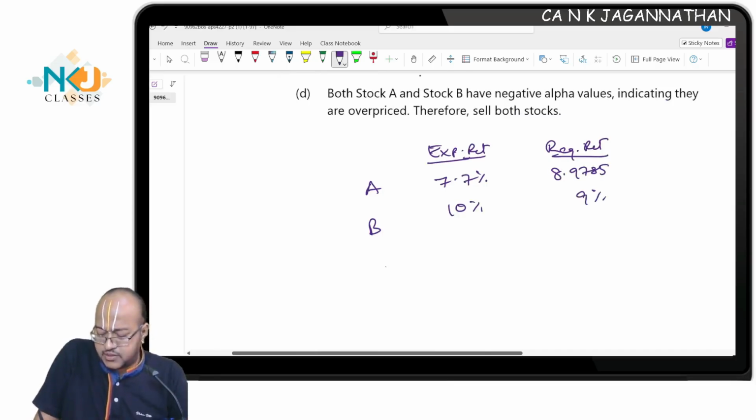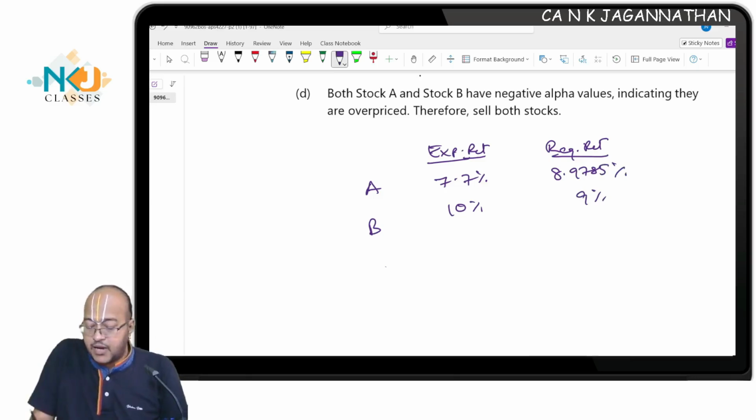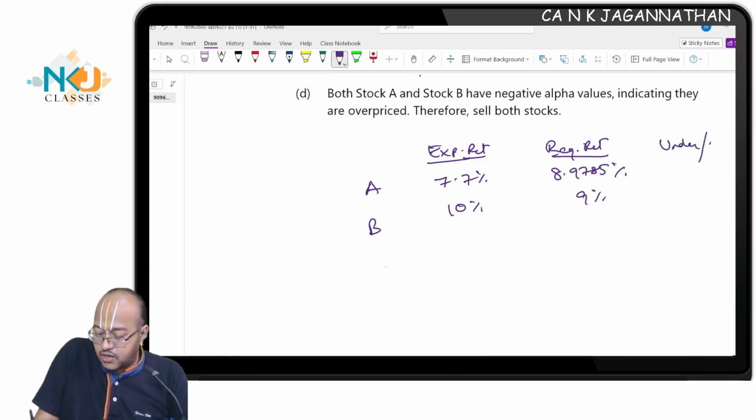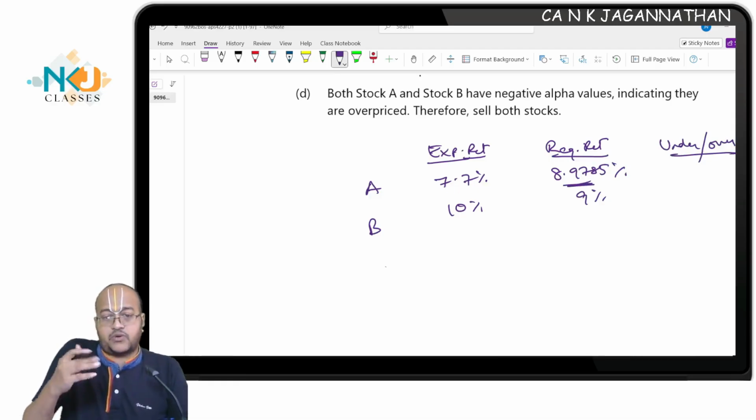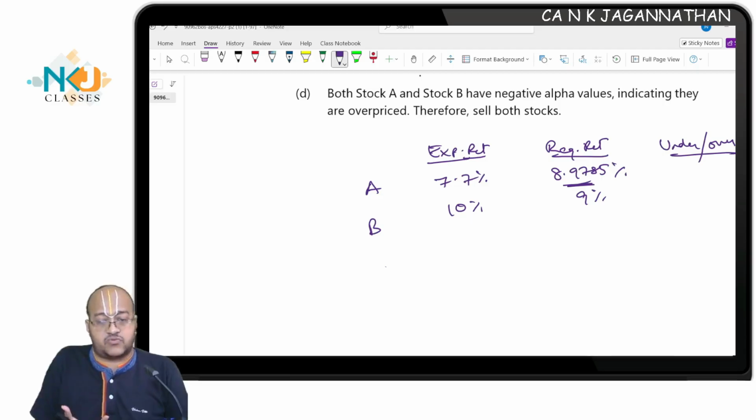8.9785 and 9%. Are you all comfortable? Now compare under or overvaluation, under or overpricing. You can compare. If expected return is less than required rate of return, see, required rate of return is more. Security is not satisfying the requirement. Hence, it is overvalued. You should sell the security.